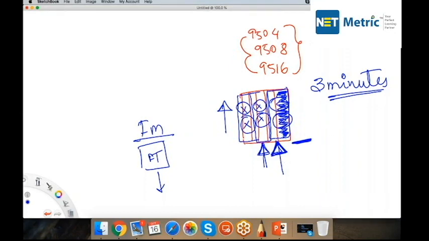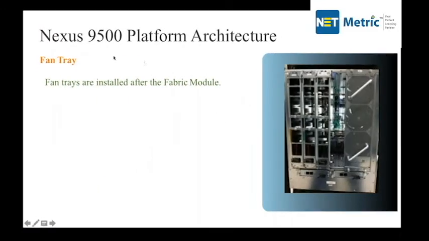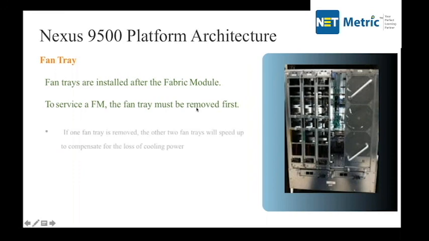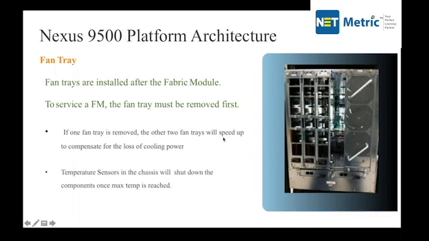Something that I have not mentioned on the slide, so please do make note of that. To service a fabric module, the fan tray must be removed first. If one fan tray is removed, the other two fan trays will speed up to compensate for the loss of cooling power. The temperature sensors in the chassis will shut down the components once they have reached their maximum temperature.